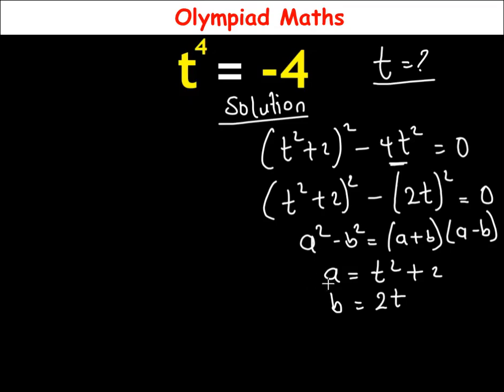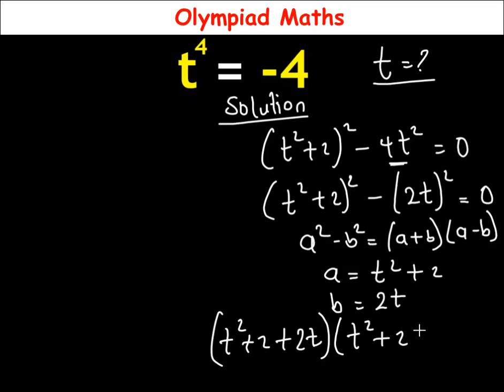With this, replacing a as t squared plus 2 and b as 2t into this equation, let's then expand this. This then becomes in brackets a is t squared plus 2, so t squared plus 2, then plus b here is 2t, so plus 2t, all multiplied by a is t squared plus 2, so t squared plus 2 minus b is 2t, is all equal to 0.